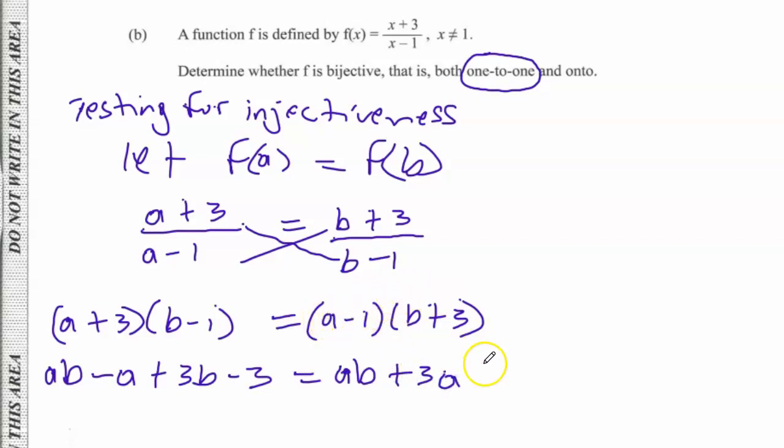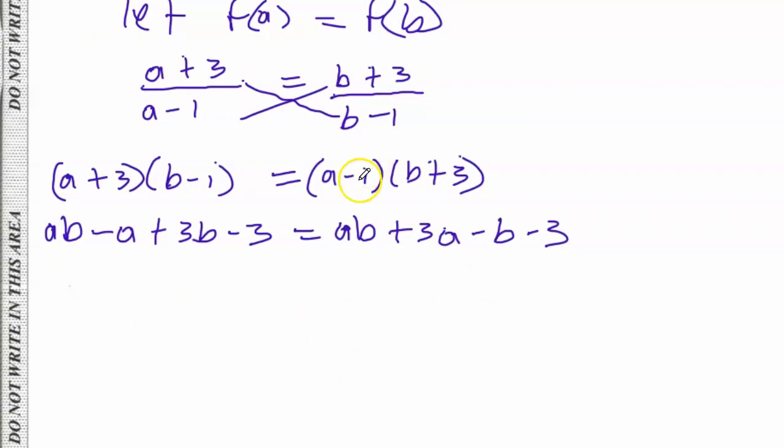Next, negative 1 times b, that's negative b. Negative 1 times 3, that's negative 3. Alright, so what we can do is notice if we add 3 to both sides, then this will cancel that. Alright, what can we do? Again, we can subtract AB from both sides. Notice we have AB here, so we can subtract AB from both sides. So that will eliminate that.